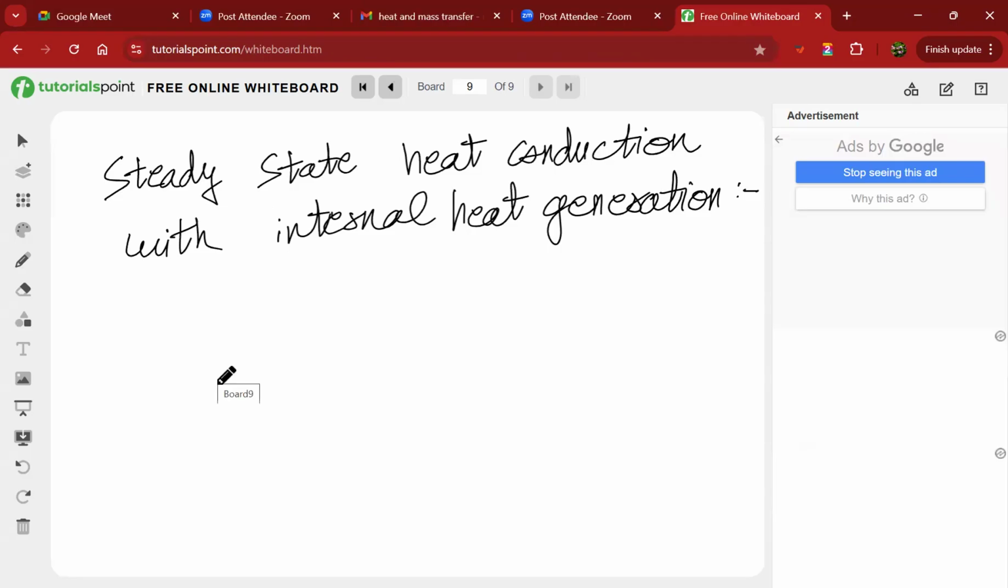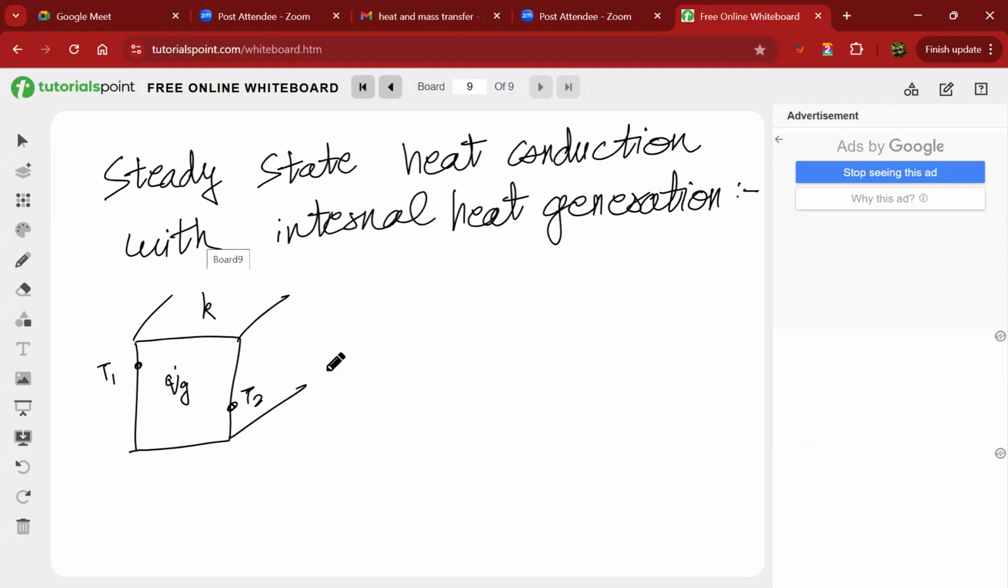And what is the first case? The first case will be the wall having different temperatures at two different faces, right? Suppose we are having a slab, with a temperature T1 on one face and a temperature T2 on the other, and the value of internal heat generation is Qg, the thermal conductivity of the wall is k. So it is a rectangular slab with two different temperatures at two different faces, and the thickness of the wall is delta.